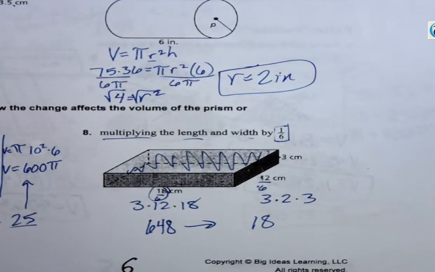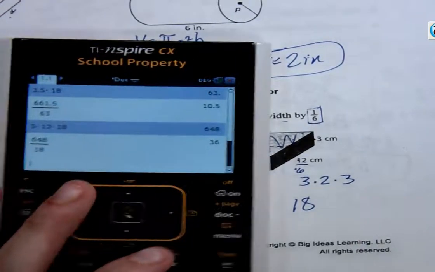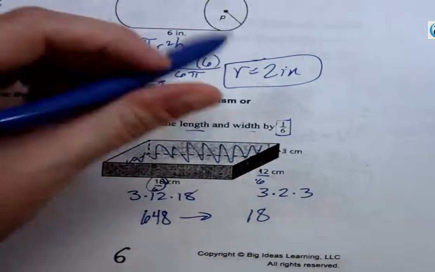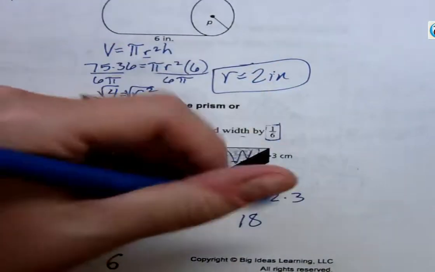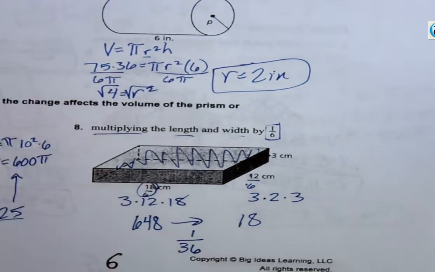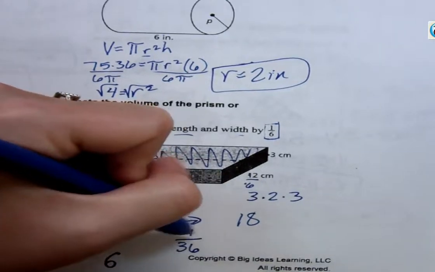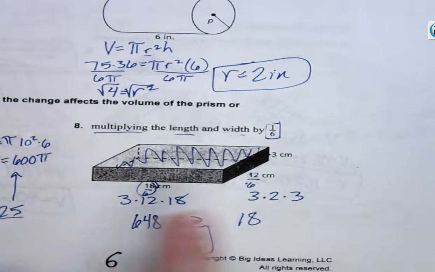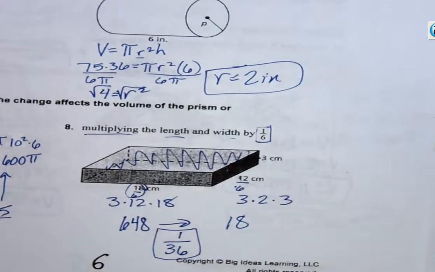And we just need to figure out what is the change, 648 divided by 18. So the change between those is 36. So when you multiply the length and width by 1/6, the change in the volume would be 1/36. Alright. And that's just kind of what it wants you to figure out. So you find the two volumes, and then you divide them, and you figure out what you need to do to this first one to get the second one, which is multiplying it times 1/36.